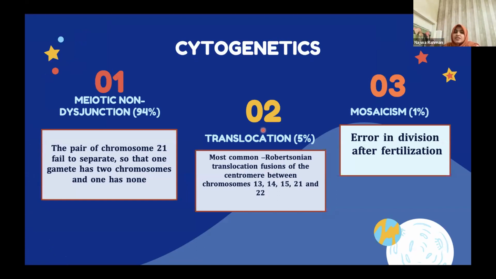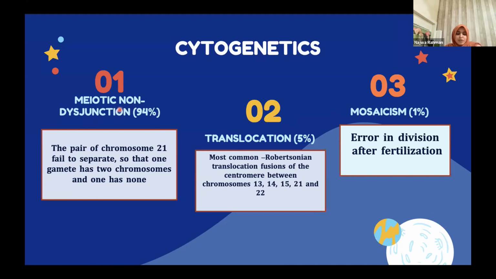How can there be an extra chromosome 21 in the Down syndrome patient? The extra chromosome 21 may result from three cytogenetic mechanisms. Meiotic non-disjunction accounts for 94% of trisomy 21 patients. The next one is translocations, which account for 5%, and also mosaicism, which accounts for 1%.